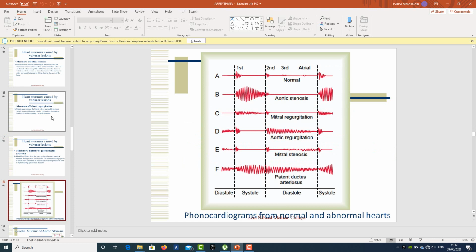Again, the phonocardiogram from normal and abnormal hearts. See the first, second, and third heart sounds and how there is presence of murmurs in systole and diastole in different conditions. See, in aortic stenosis there is a systolic murmur, in mitral regurgitation a systolic murmur, in aortic regurgitation and mitral stenosis diastolic murmurs, and in patent ductus arteriosus you need to see the continuous murmurs.